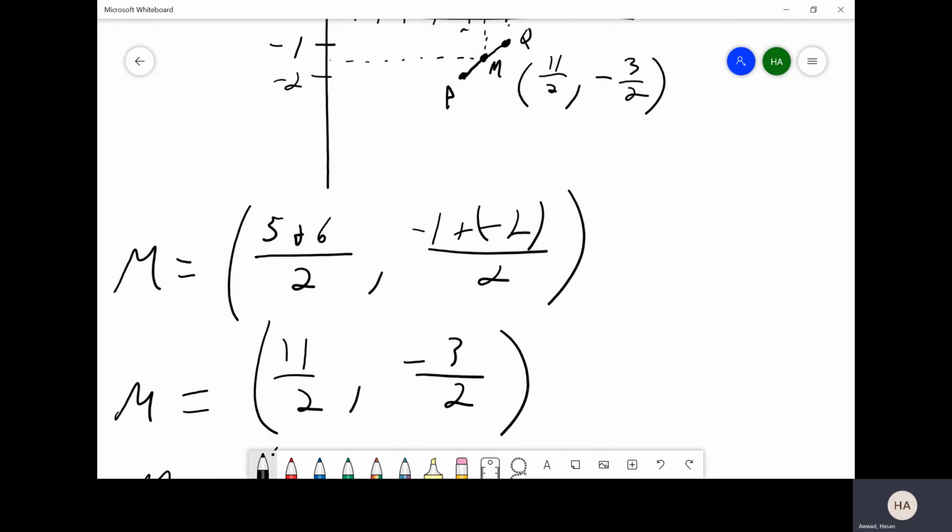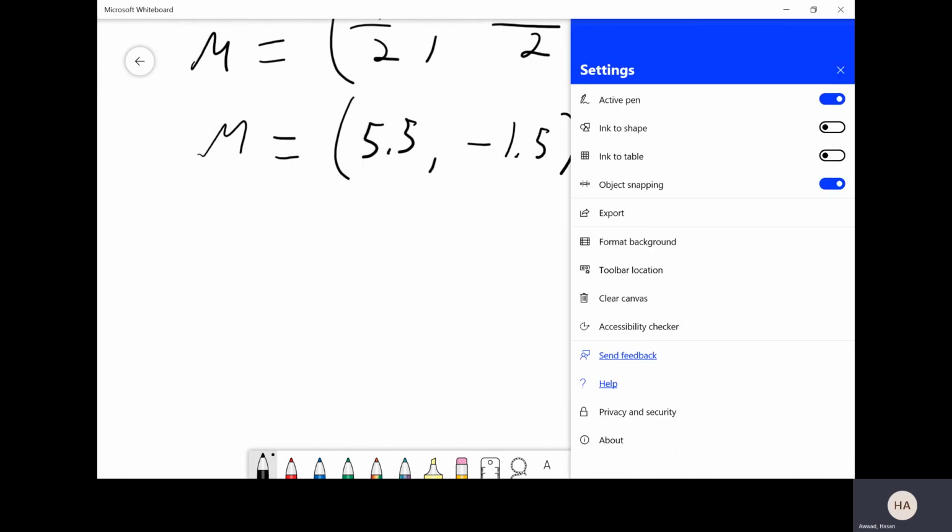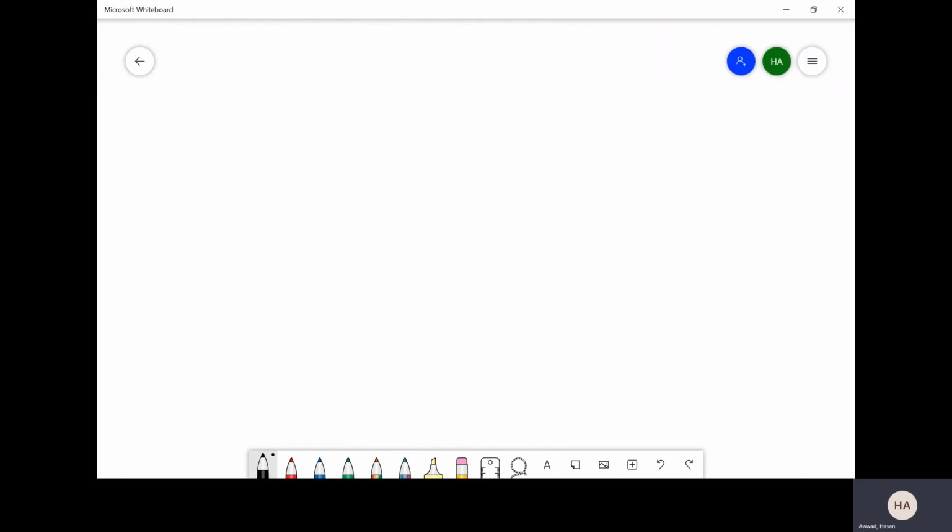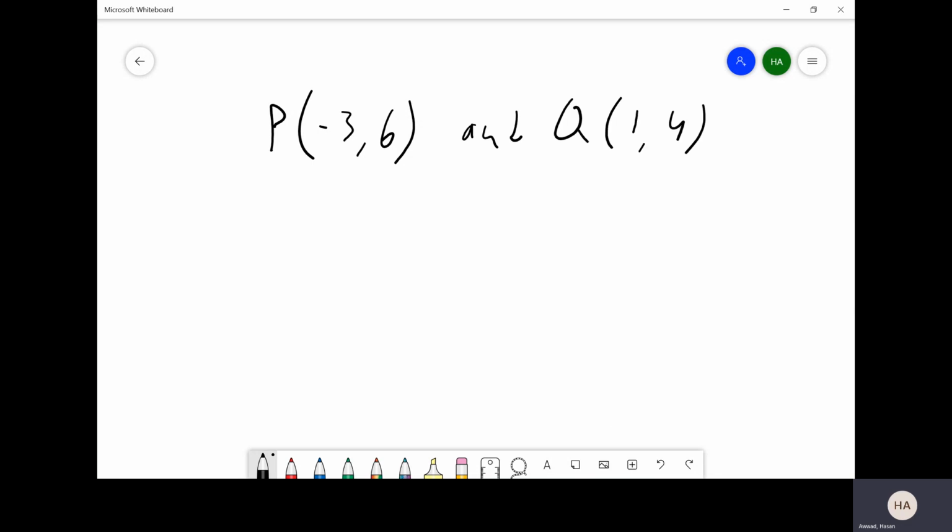So your last classwork assignment is just to practice figuring out the midpoint. Whether or not you want to draw it on the coordinate plane, that's totally up to you. For the purpose of this classwork assignment, number 3, you don't have to. I just want to make sure that you understand how to find the midpoint. So given points P, which is (-3, 6), and Q, which is (1, 4), find the midpoint of the line segment made by these 2 points. I'll give you 1 or 2 minutes, and then we'll get going.